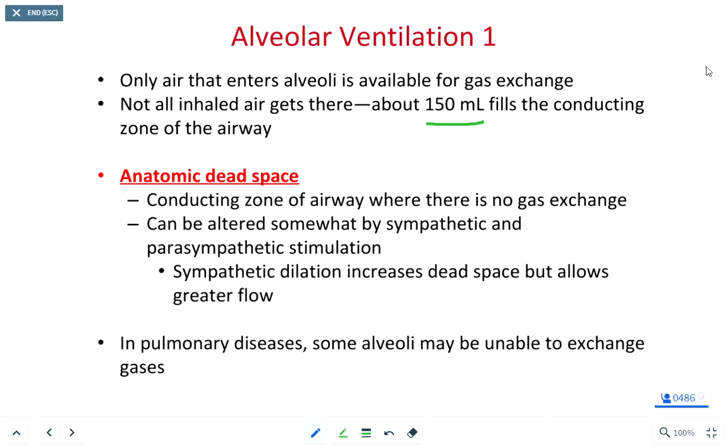When we look at the anatomic dead space, sympathetic dilation, causing those bronchioles to get wider, does increase the dead space. However, we have multiple variables at play. So yes, the dead space increases, but airflow also increases at the same time and more than compensates for the increase in anatomical dead space.